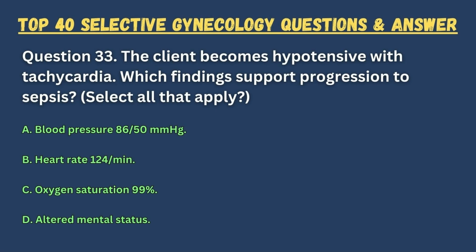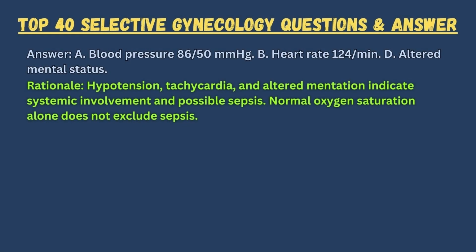Question 33. The client becomes hypotensive with tachycardia. Which findings support progression to sepsis? Select all that apply. A. Blood pressure 86 over 50 millimeters of mercury. B. Heart rate 124 per minute. C. Oxygen saturation 99%. D. Altered mental status.